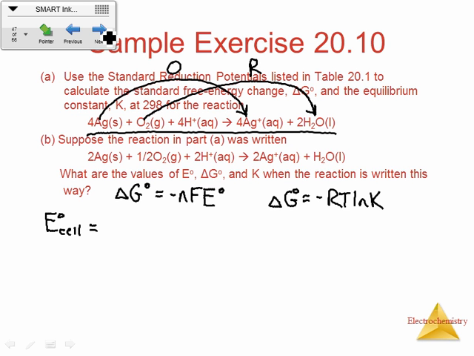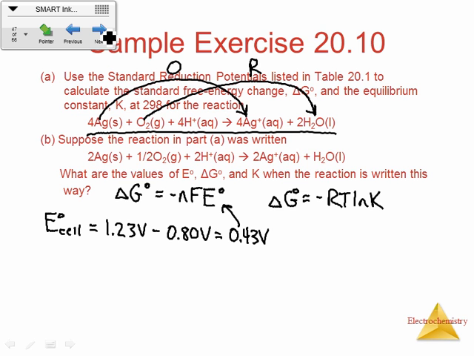The cathode first, that's the one that's being reduced. We need to find the O2 changing into H2O. In the book, that's about the 5th one down if you're using your chart. I'm not sure exactly which one that is. But it's going to be positive 1.23 volts, minus the anode, which is the Ag+ going to Ag, which is 0.80. Okay, so when we solve that, that's going to give us 0.43 volts. So that's our E0 that we can plug in up here.